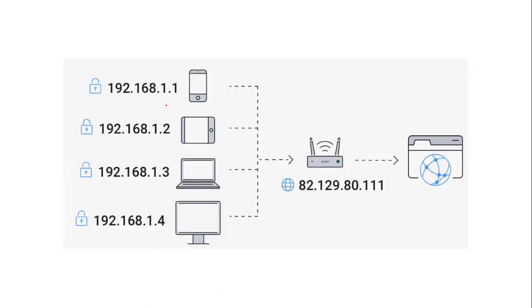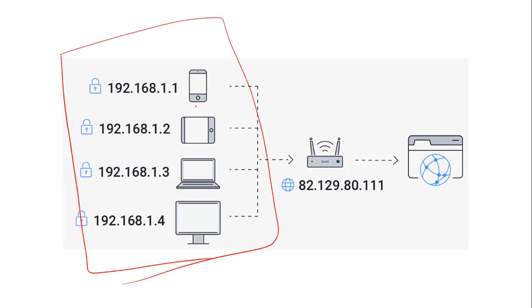So as I mentioned earlier, consider this is an organization. Inside an organization, every device, be it a mobile, a tablet, a laptop, or any desktop, is assigned private IP addresses. If you remember, we have the private IP addresses starting from class A, the 10 dot series, 10.0.0.0 to 10.255.255.255.